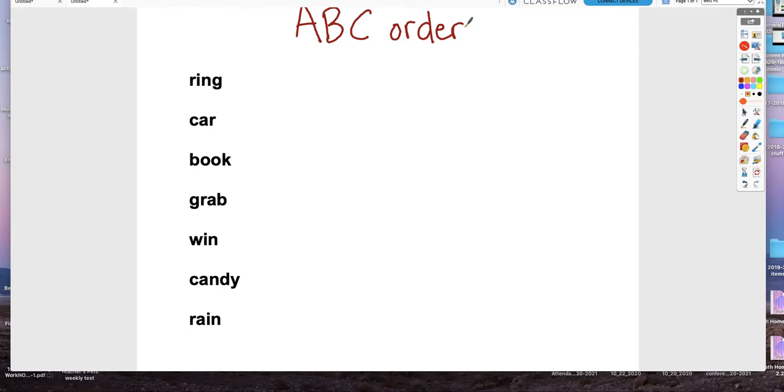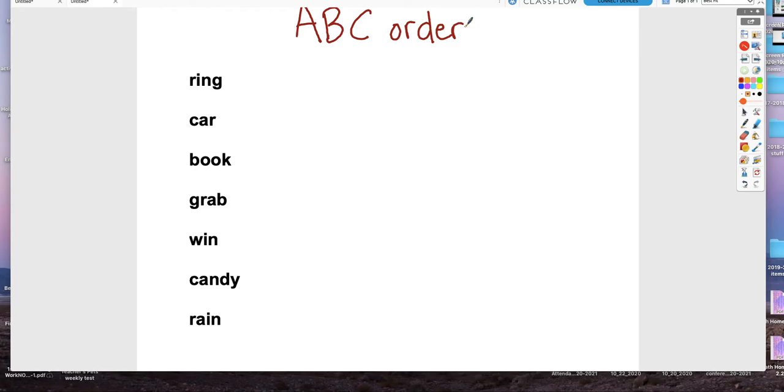Now, what if we have 2 or 3 words that start with the same letter? What do we need to look at if we have 2 or 3 words that start with the same letter? I'm going to stick it to, oh, Alina. I got to call on you again, Alina. Alina, if I have 2 words that start with the same first letter, what do I need to look at? Can you unmute yourself? The second letter. The second letter, right.